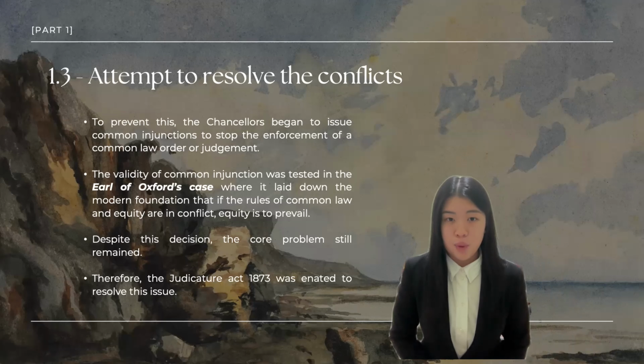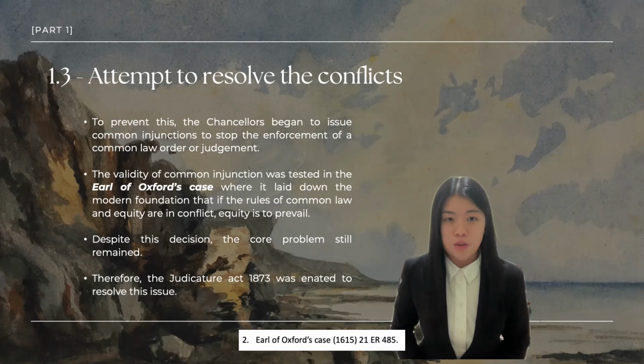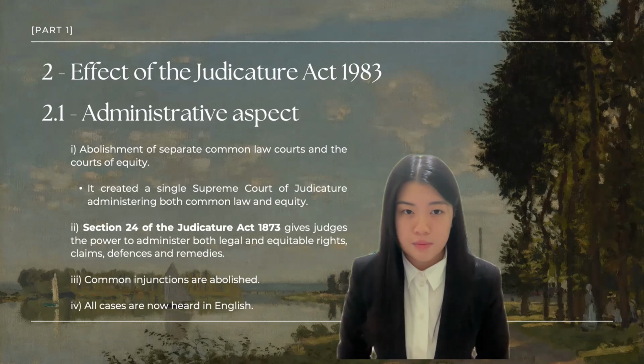To prevent this, the chancellors began to issue common injunctions to stop the enforcement of a common law order or judgment. The validity of common injunction was later tested in the Earl of Oxford case, where it laid down the modern foundation that if the rules of common law and equity are in conflict, equity is to prevail. Despite this decision, the core problems still remained. Therefore, the Judicature Act 1873 was enacted to resolve this issue by fusing common law and equity.